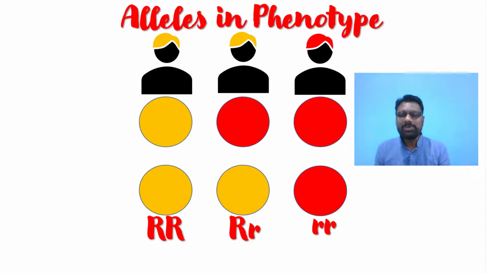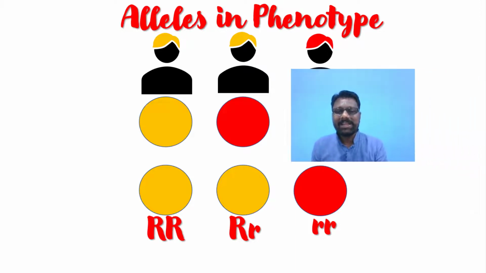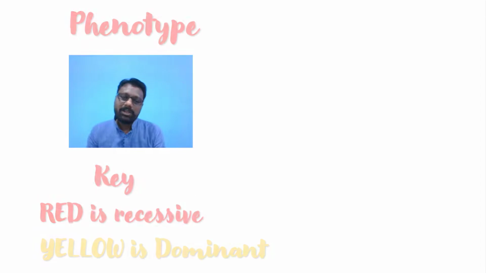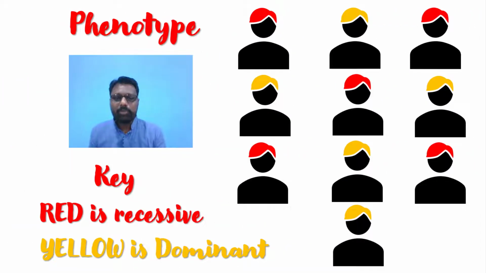If an individual has red hair, it should have both little r, which results in a red hair phenotype individual. Now, when we talk about a group of population phenotype, here you are able to see red is a recessive phenotype and non-red hair is a dominant phenotype. Here you are able to see 10 individuals of a population where 5 are red individuals and 5 are non-red hair individuals.